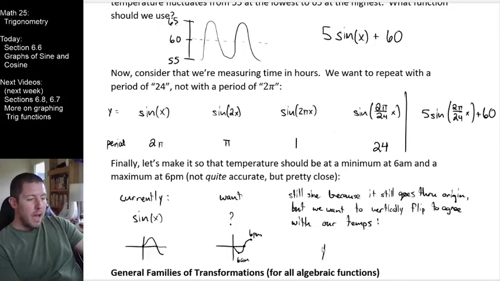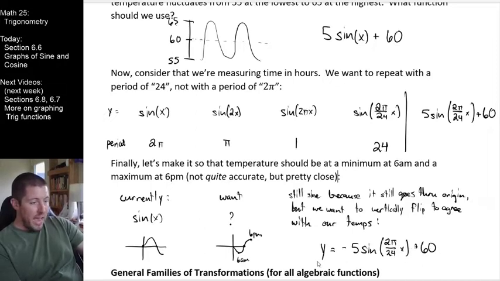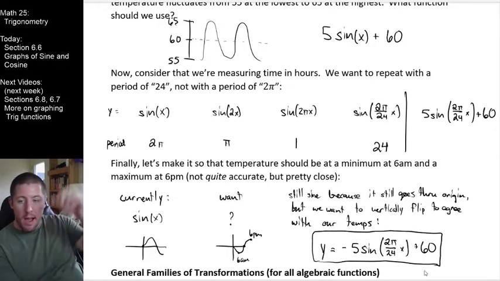And so that tells me, I think our pretty dang good weather model here for Eureka is -5 sine of 2 pi over 24 x plus 60. I think that's a pretty dang good representation of what the temperature is like in Eureka on an average day out there. Right? That's pretty cool.